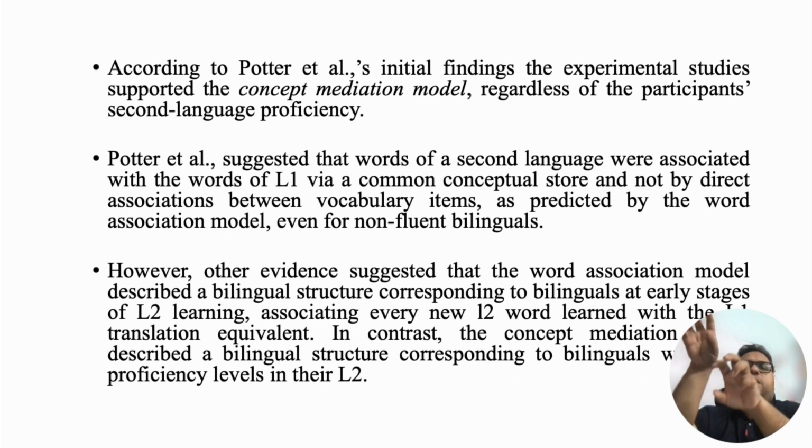Because if you have to translate everything from L2 to L1, it would make the speed much slower, and it is much easier for a top-down process to happen, where the words from L2 are connected to the conceptual store, and then from the conceptual store they are connected to the candidates of L1. Other evidence suggested that the word association model described a bilingual structure corresponding to bilinguals at very early stages of L2 learning, wherein they associate every L2 word with a translation equivalent. In contrast, the concept mediation model described a bilingual structure that corresponds to bilinguals with high proficiency in both L1 and L2.